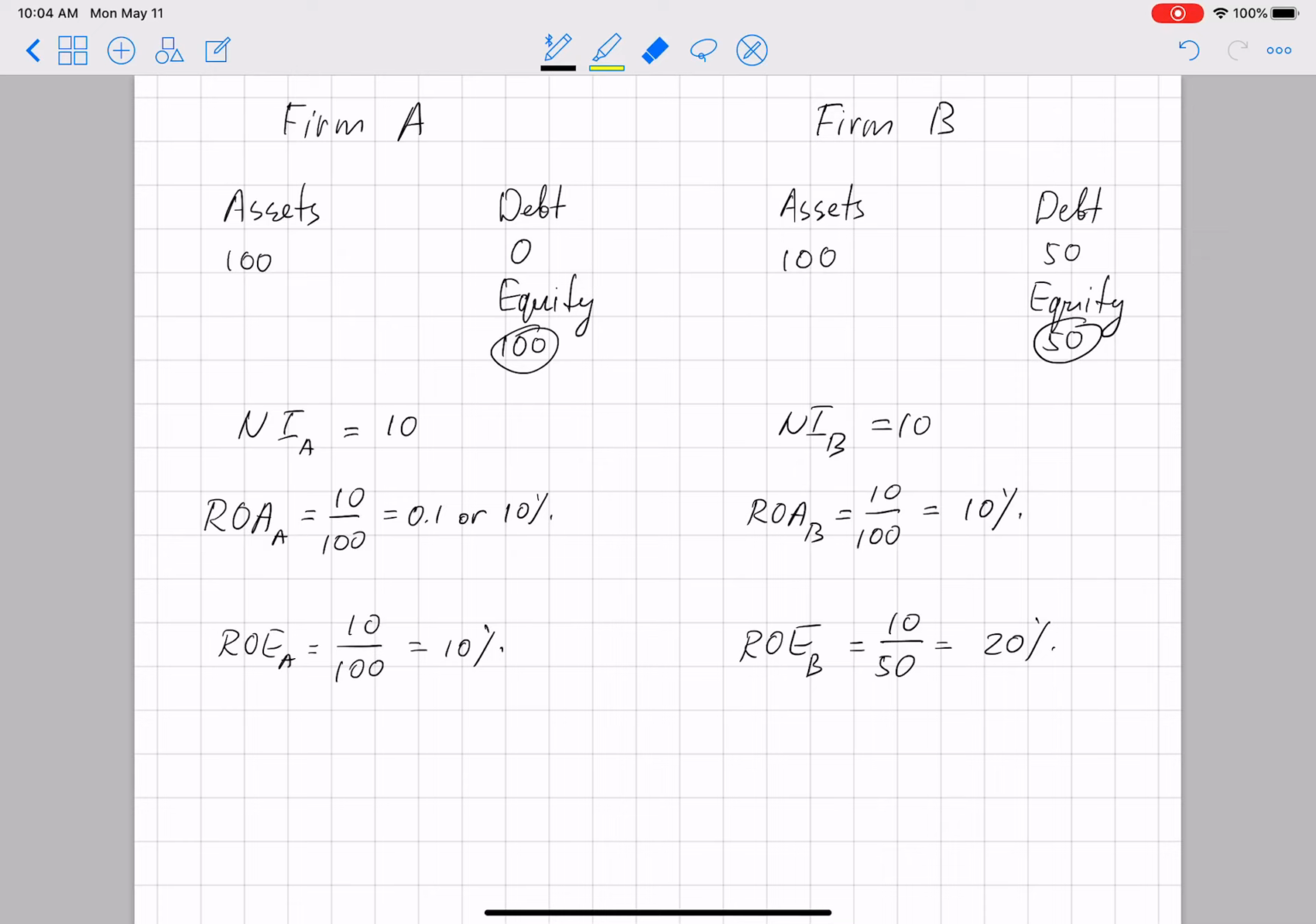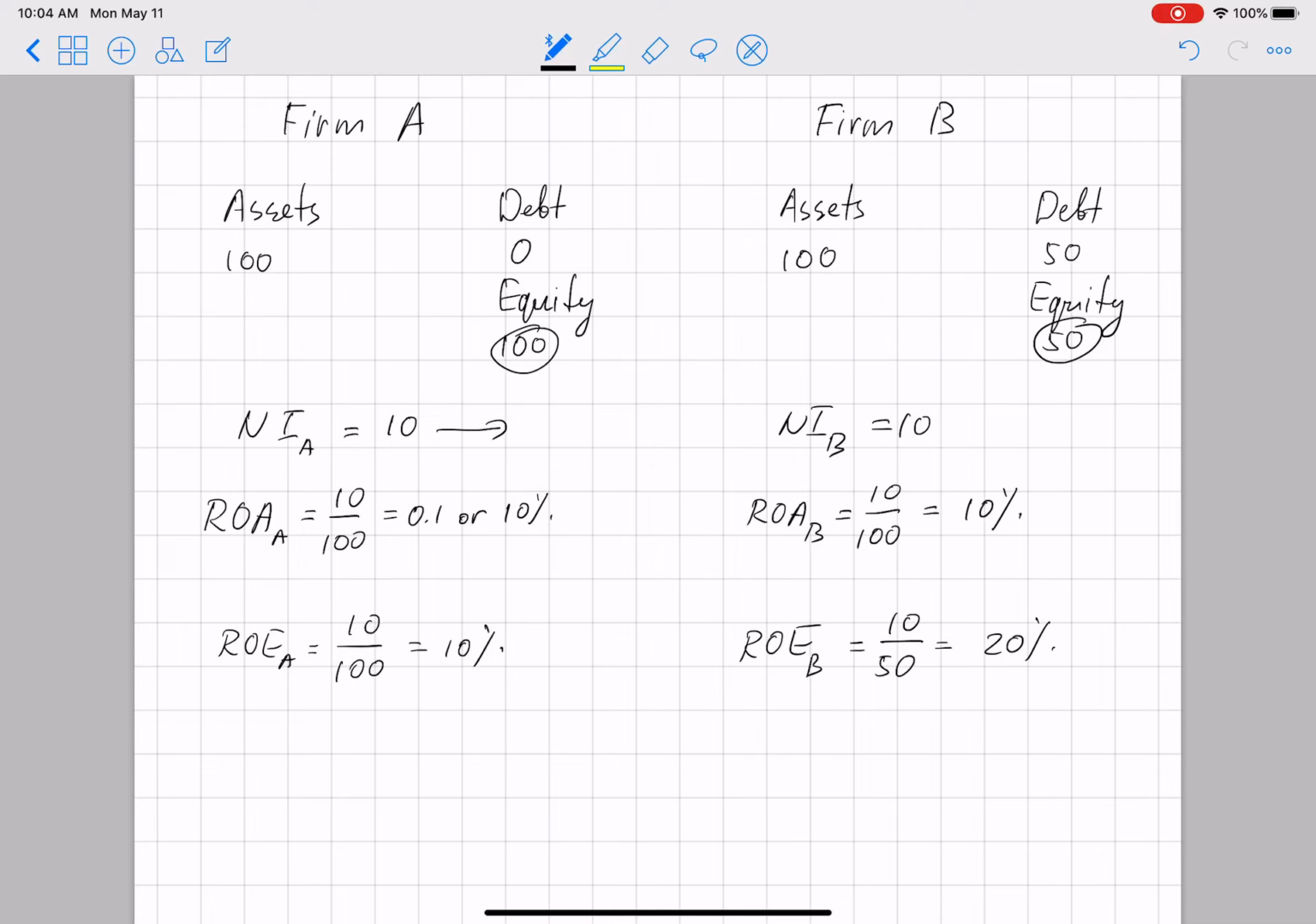And companies use it all the time. They always use leverage in order to boost their earnings and to boost their return on equity. However, remember, I told you that it's a risky proposition. Imagine now that your net income turns negative. Instead of being 10, suddenly it's minus 10.